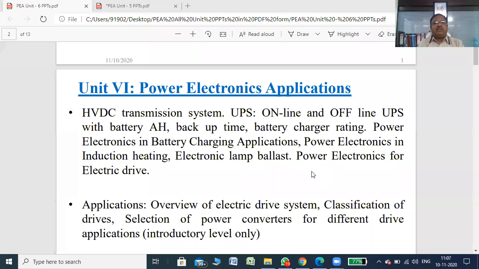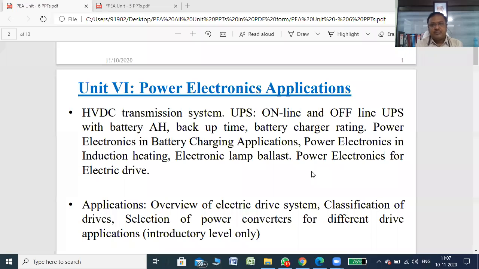Now these circuits, that is converter, inverter, chopper, are used in some applications. So those applications are given in unit number 6. So first point, HVDC transmission system. The HVDC transmission system uses converter as well as inverter, right? Then UPS itself is one of the converter as well as inverter. Then that is online UPS, offline UPS, concept of online and offline UPS.